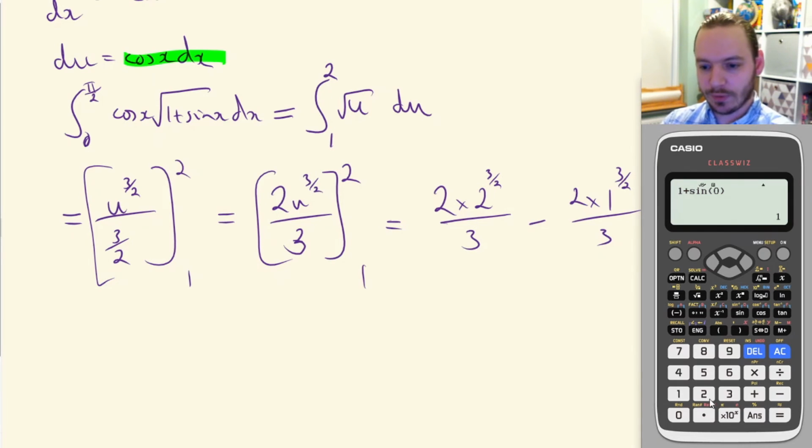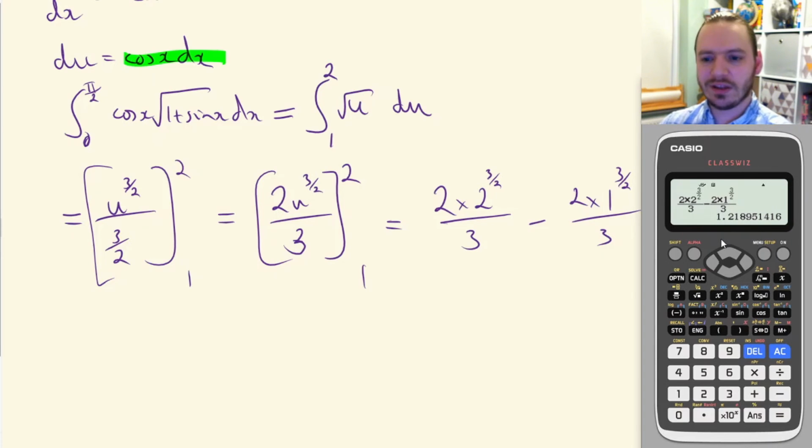But what we're going to end up with is 2 times 2 to the 3 over 2, all divided by 3, take away 2 times 1 to the power of 3 over 2, all divided by 3, and we're going to get this decimal number.